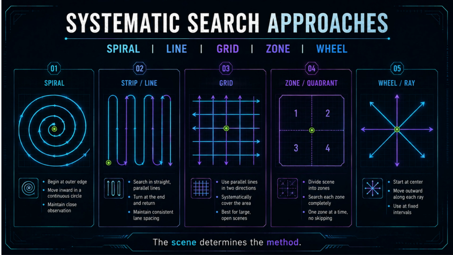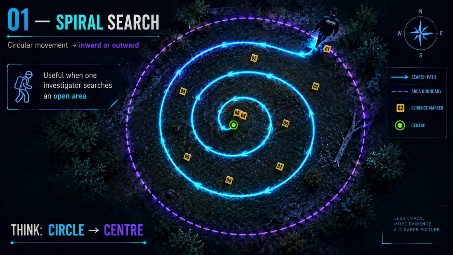Different search patterns are used depending on the size and characteristics of the scene, the type of the evidence expected, the terrain, and the number of the investigators available. The major approaches you should know for UGC NET are spiral, grid, strip or line, zone or quadrant, and wheel or ray search. Let's understand each one carefully.